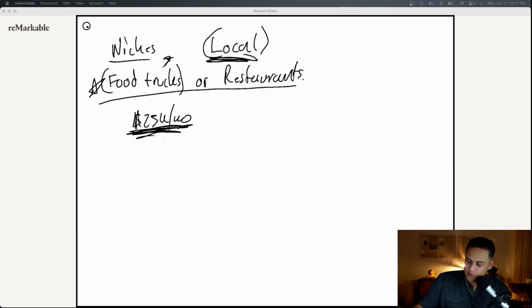But they were doing about 25K a month, and my goal was to go in and help them do more than 25K a month. So I reached out to them.